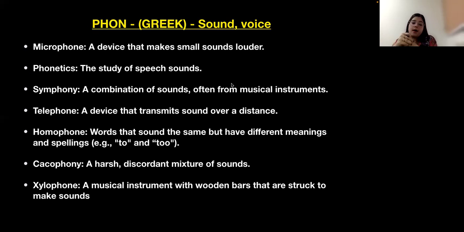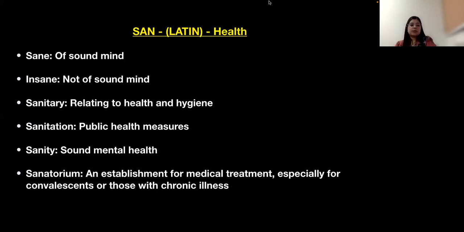Homophone, again, a word in any language that has similar sound but different meanings. Cacophony is a very, very unpleasant or harsh sound. The opposite of cacophony is euphony. Euphony, a very pleasant, mellifluous, melodious sound. Cacophony, opposite, a very, very harsh, very unpleasant, very disturbing noise. Xylophone, a musical instrument that is used to produce sounds.